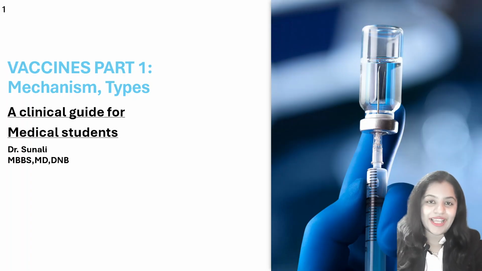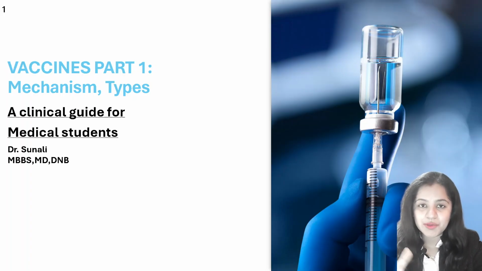So this whole lecture of vaccine I have divided into two parts. In the first part, that is this part, we will be talking about the mechanism and the types of vaccine. In the second part, we will be talking about the cold chain and the vaccine vial monitor, the newer method of vaccine, that is the new technologies of vaccine and the national immunization schedule.